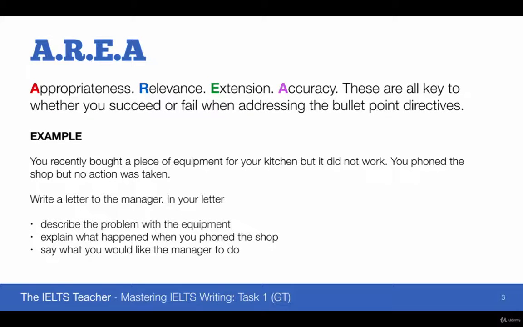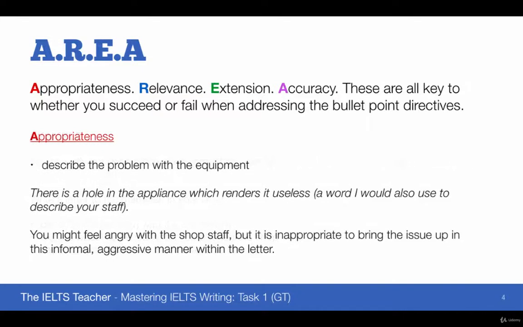Now remember, if you were doing this task, you'd make sure you plan in the appropriate way, and you'd write your purpose sentence, and then you could move on to your bullet points, but you need to make sure that these points are appropriate, relevant, extended, and accurate. So let's look at each one of these in turn. Let's start with appropriateness, the first A.